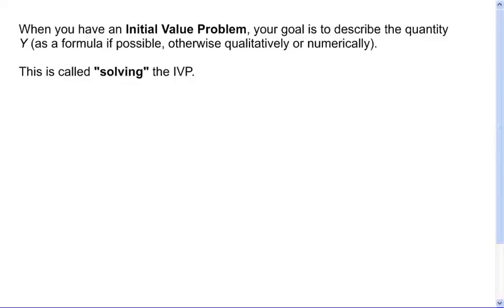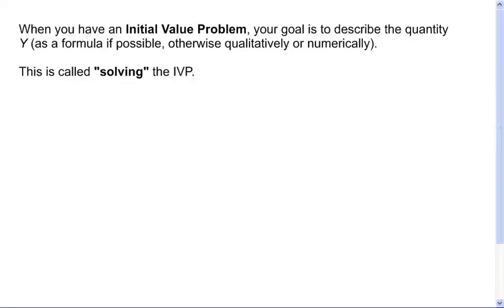So that's going to be our goal. We're going to start with a differential equation and an initial condition, and our goal is to describe y in one of those 3 ways. We'll try to get a formula if we can, but you'll see that that's not always possible. We'll consider ourselves lucky if we can get a formula, and then we'll fall back on just trying to get a graph of it and trying to come up with some numbers. And so that process is called solving the initial value problem.